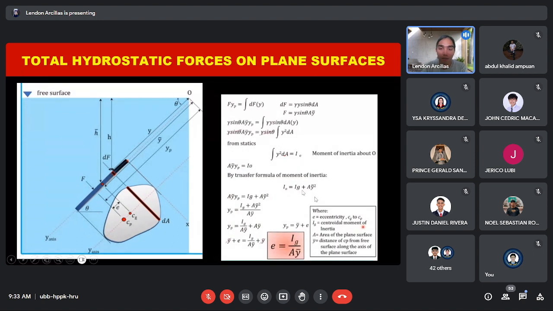So, next parameter to solve the problem for hydrostatic force is yung value ng e. So, e is the eccentricity. Eccentricity is equal to the inertia.